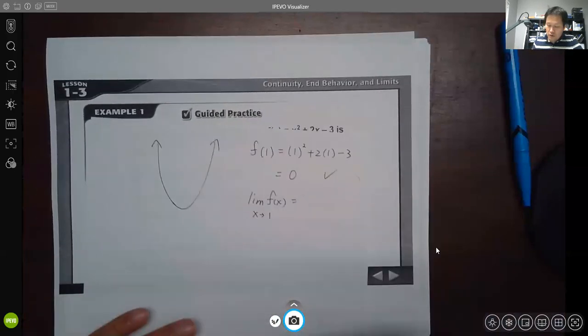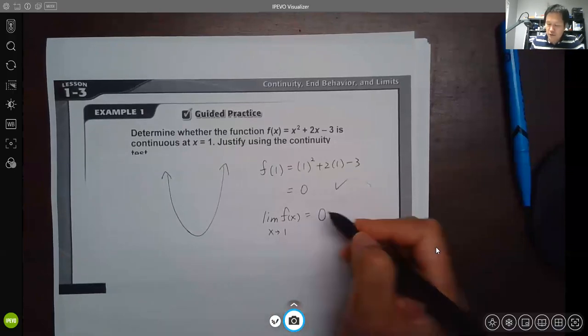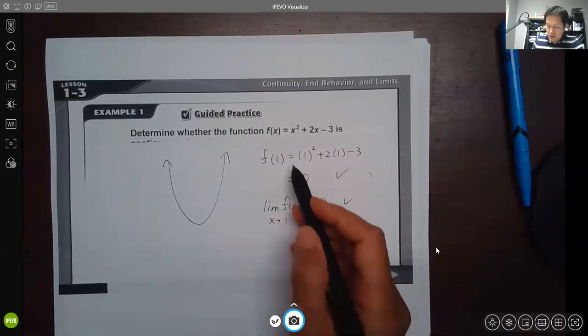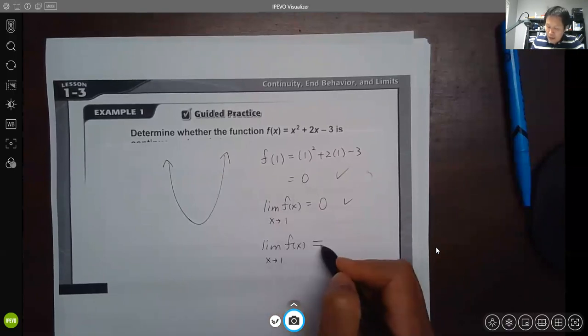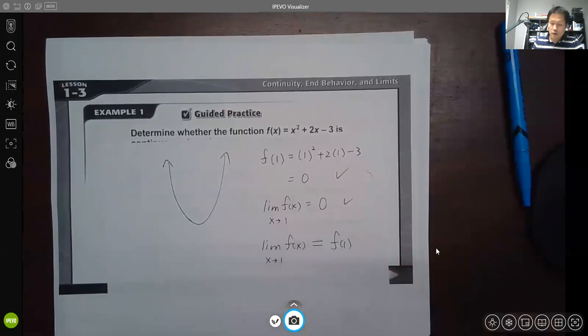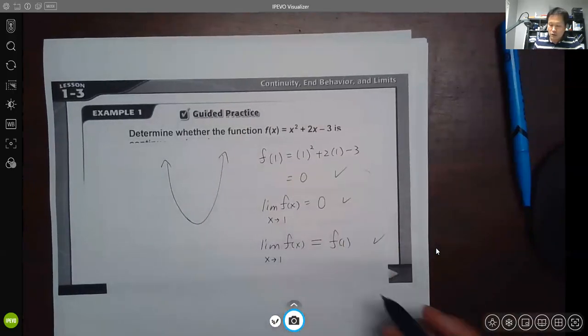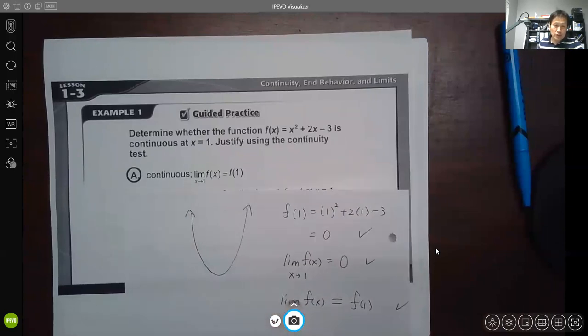Second condition: does the limit exist? Yes, the limit does exist, which is 0. Third condition: is that equal to this? Limit of f of x as x approaches 1, is that equal to f of 1? Are they matching each other? Yes, 0, 0, they are matching. So you say it is continuous at x equal to 1.